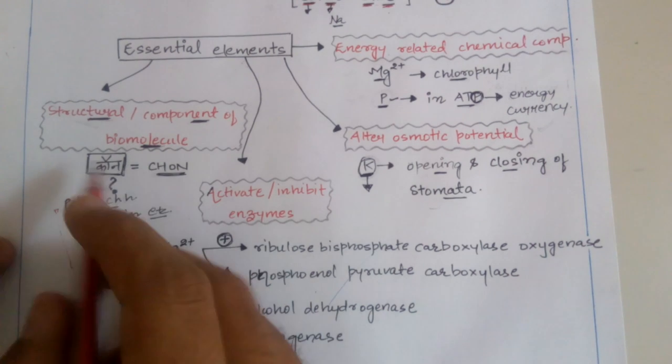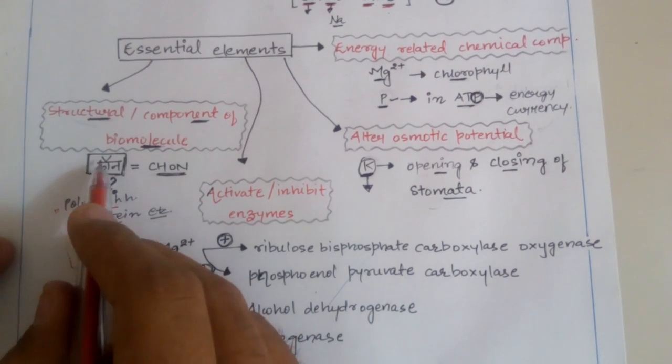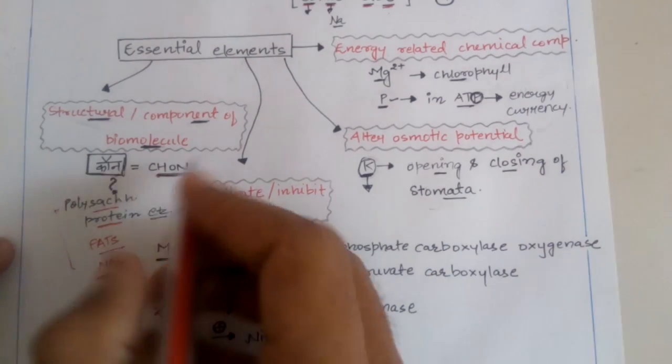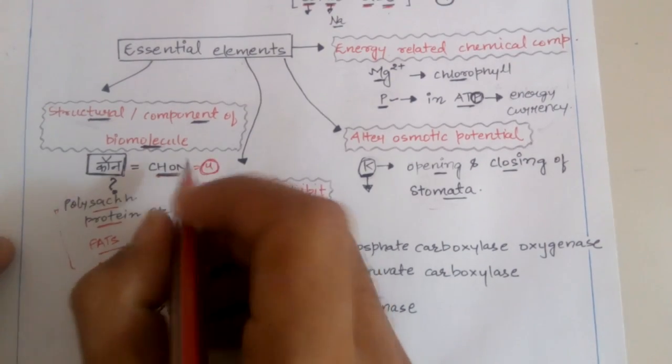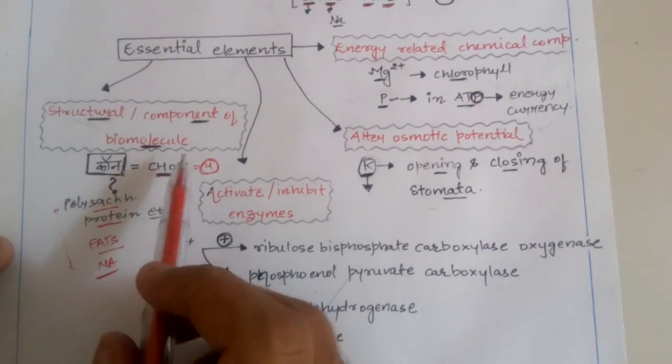So which are those biomolecules? The answer is in the question. Con, that is CHON, are the four major structural elements or components of biomolecules.